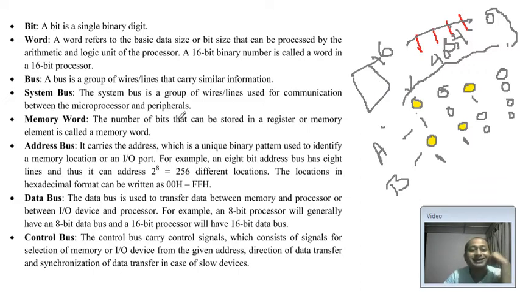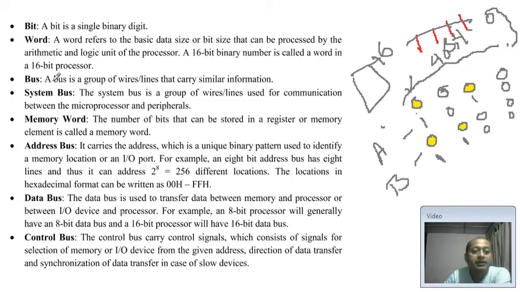So in that case we call that a word, the basic data size or the bit size that can be processed by the arithmetic or logic unit of the processor. Directly it can be used when you have a 16-bit processor. So we call it a word. That means what is processed at one go is called a word.